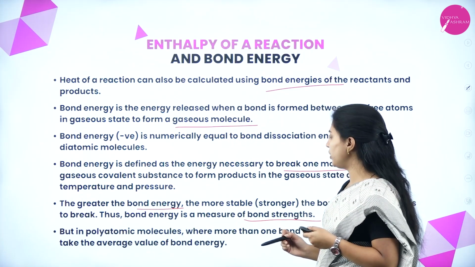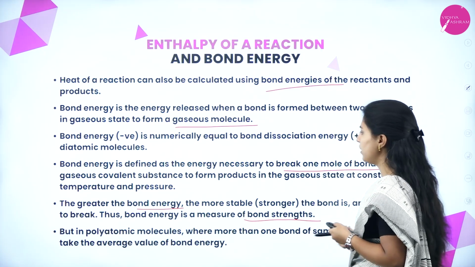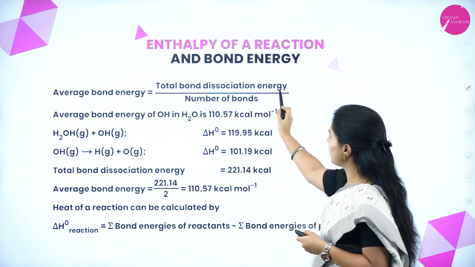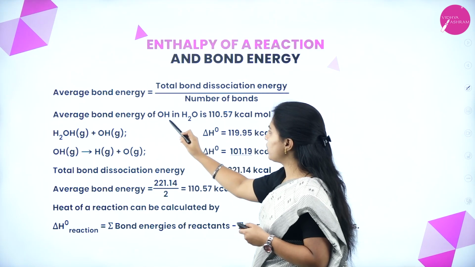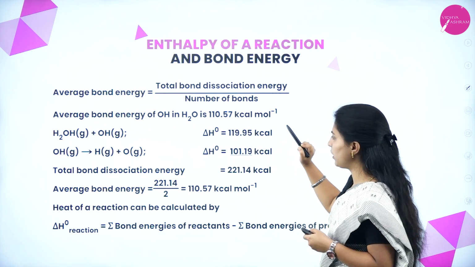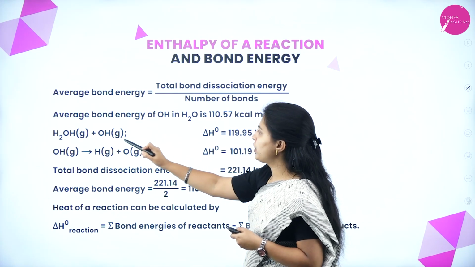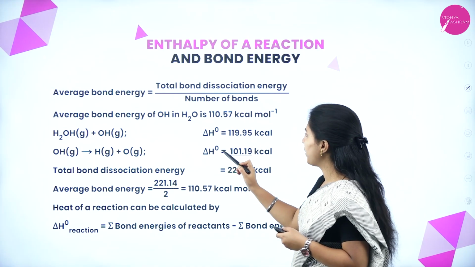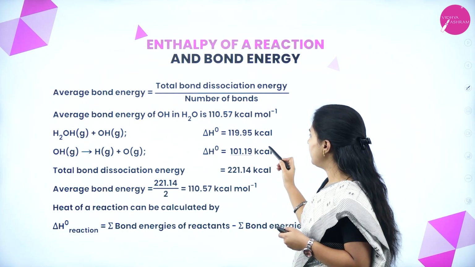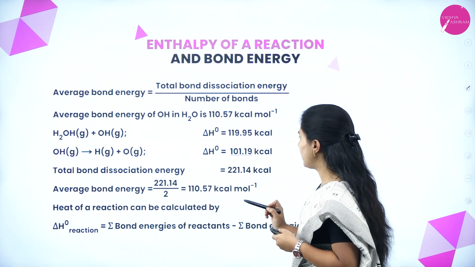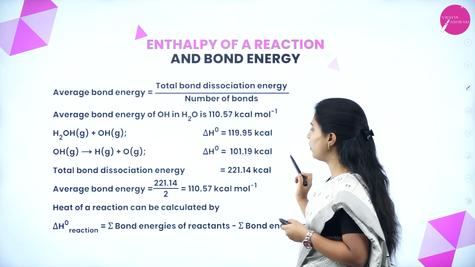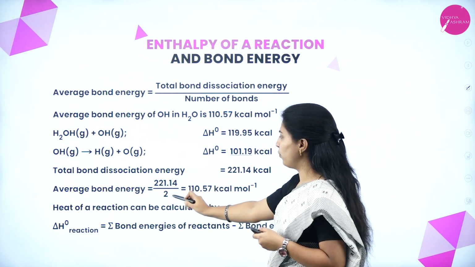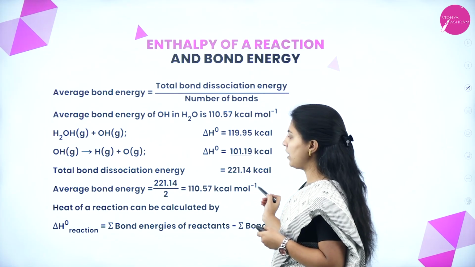But in polyatomic molecules where more than one bond of the same type is present, we take the average value of bond energy. Average bond energy is the total bond dissociation energy divided by the number of bonds. Average bond energy of O-H in H2O is 110.57 kilocalories per mole. In H2O going to H plus OH, see here, 119.95 kilocalories. O-H in OH going to H and O, 101.19 kilocalories. Total bond dissociation energy 221.14 kilocalories. Average bond energy is 221.14 by 2 total bonds, 110.57 kilocalories per mole.